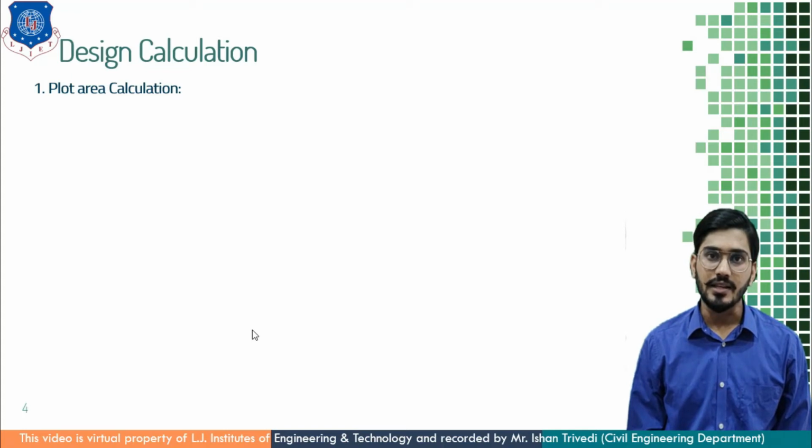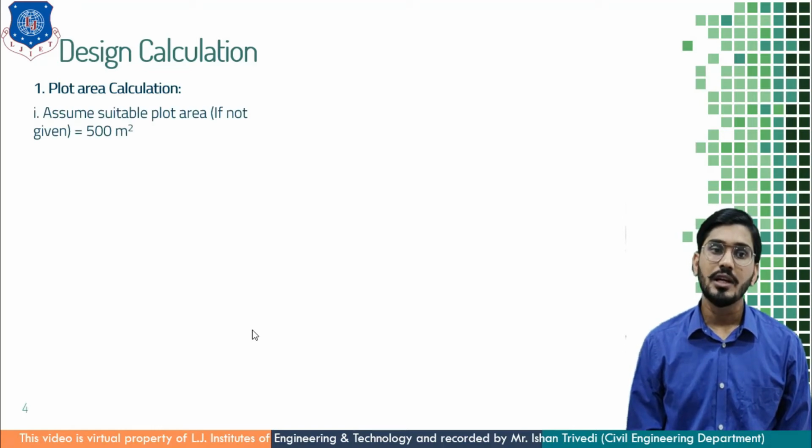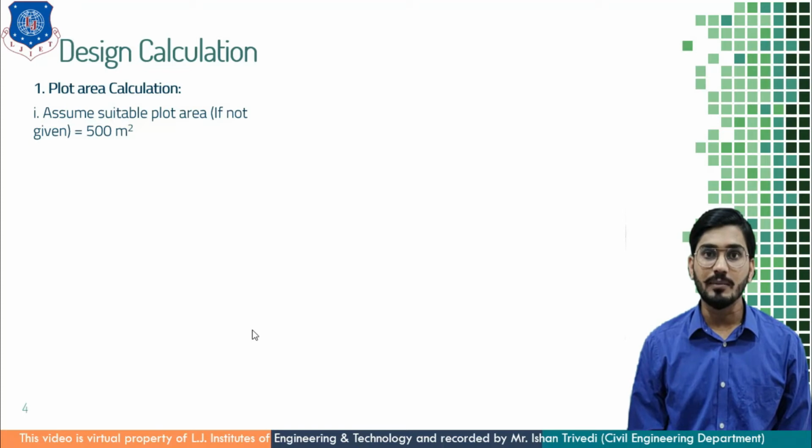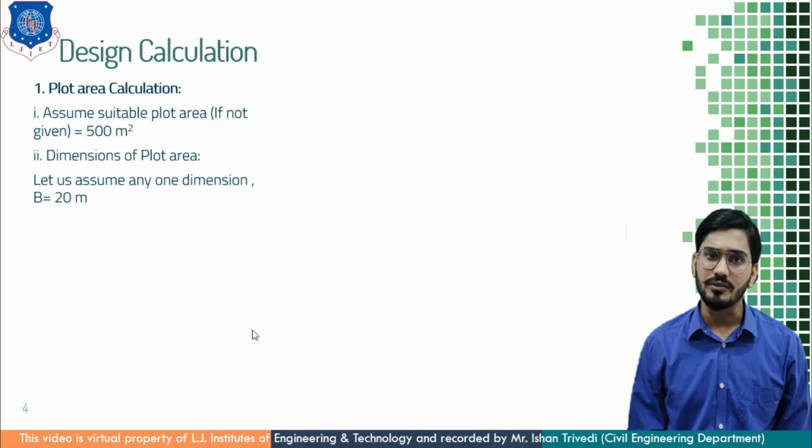Then in this case, case 4 will be applied. So I have to assume the plot area. Now if the plot area is given in terms of meter square, something meter square, that is case number 2. If this one is not available, then it is case number 4. If I am assuming, then case number 4 and case number 2 will go parallel. But what about the dimension? So I am going to assume any one dimension.